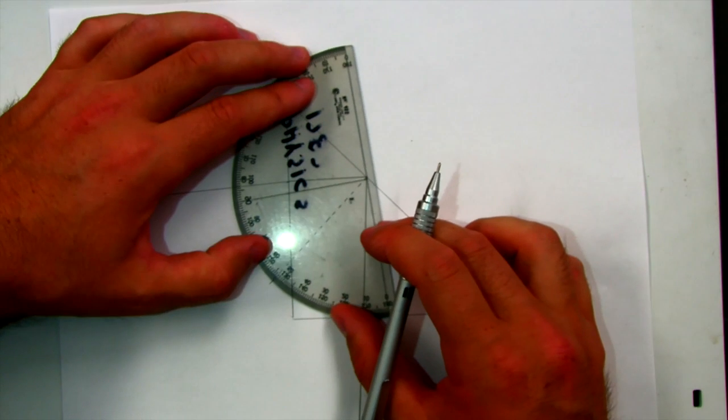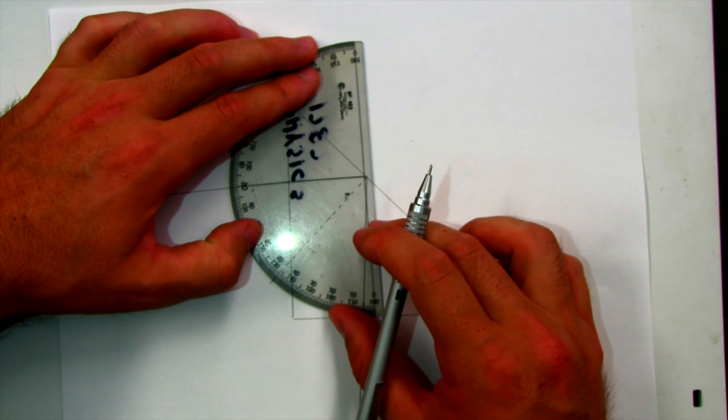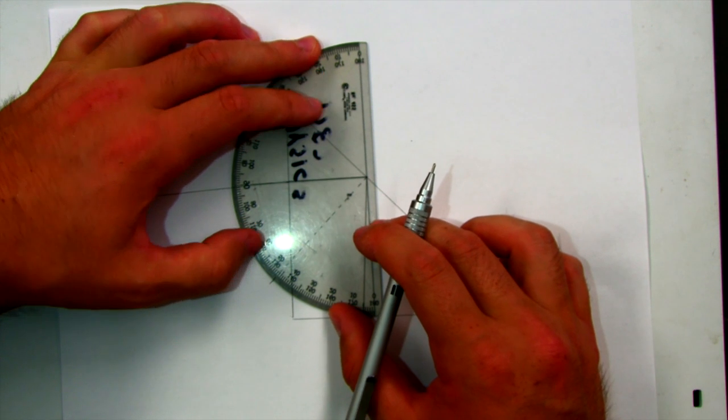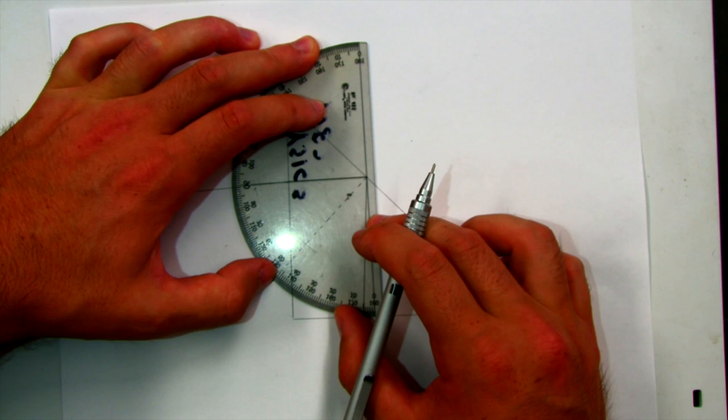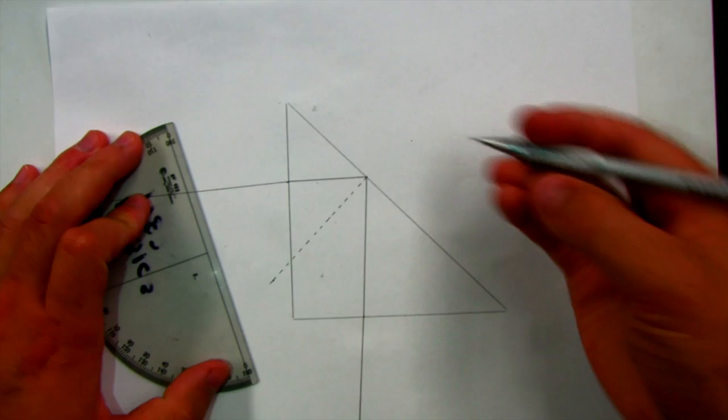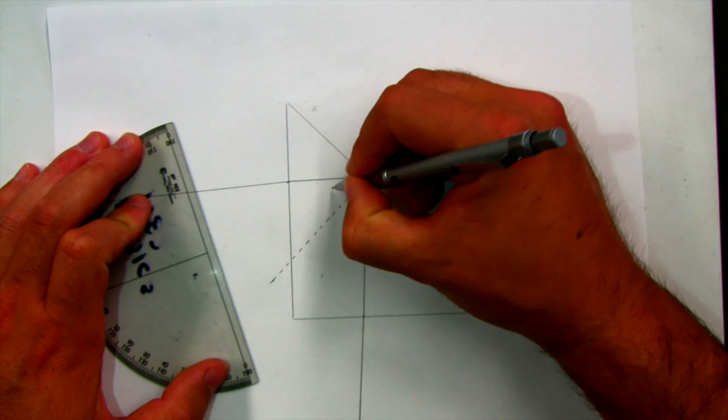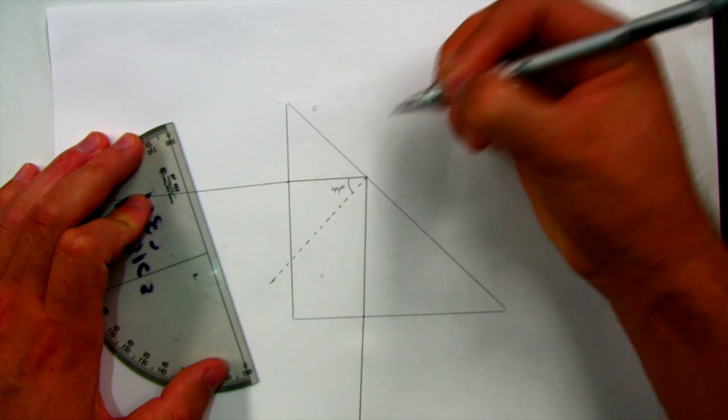Next, I'm going to grab my protractor again and measure the critical angle as accurately as I can. I measured this critical angle to be about 44 degrees.